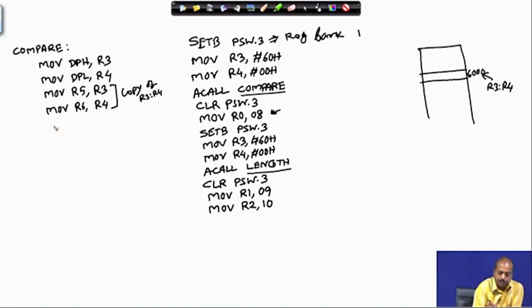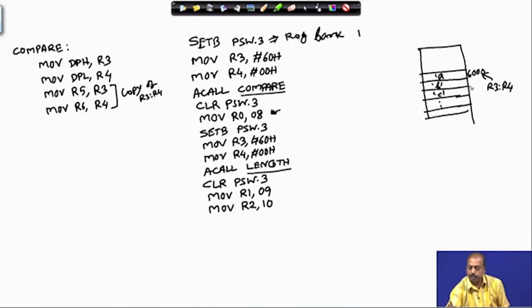Now the next job that I have to do: say I have got the string like this, A, B, C, etc. The last character of the first string is 0, and after that the second string will start from this point onward. So the first job is to find the location of the second string, to find from which point it will start. For that I need to search out where this 0 is.